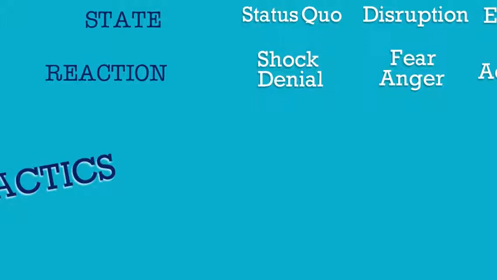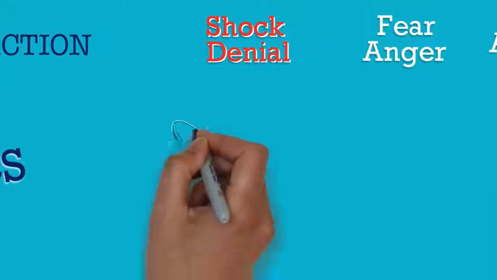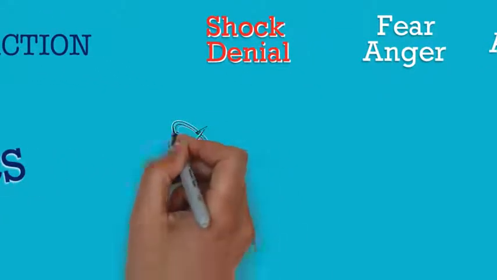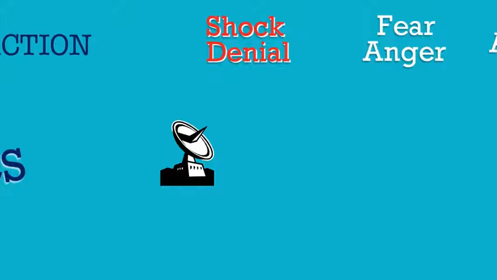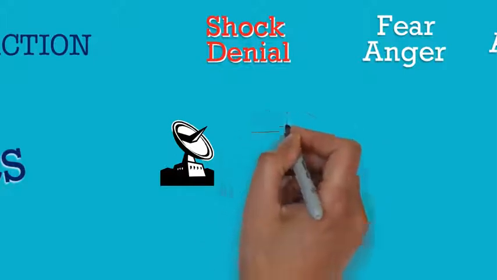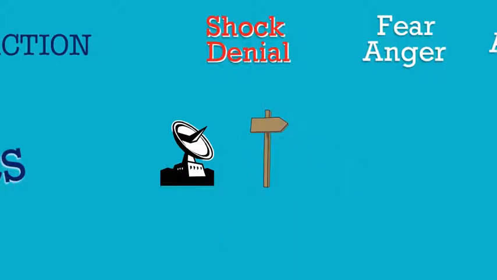At stage 1, key reactions are shock and denial. Here, people need to understand what's happening and how to get help. It's a critical stage for communication, so do this often, but don't overwhelm people. Signpost where to go for more information if they need it, and make time to answer any questions.